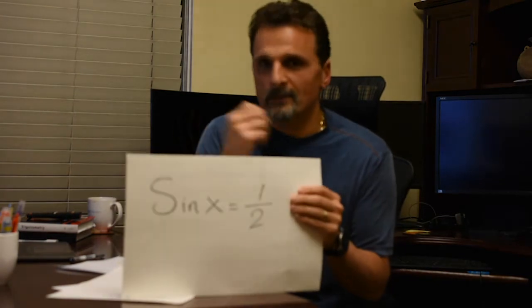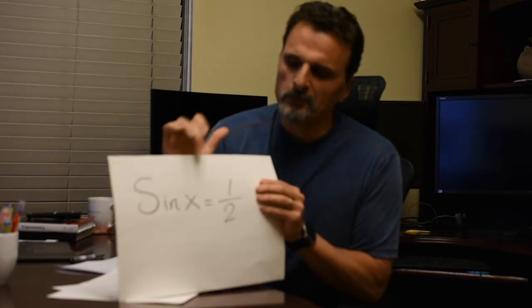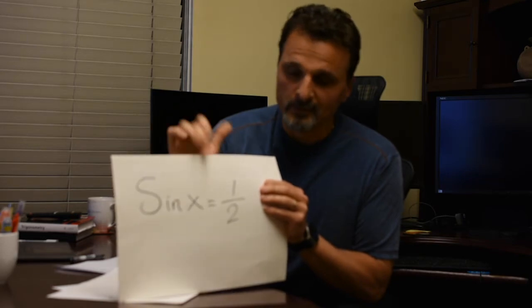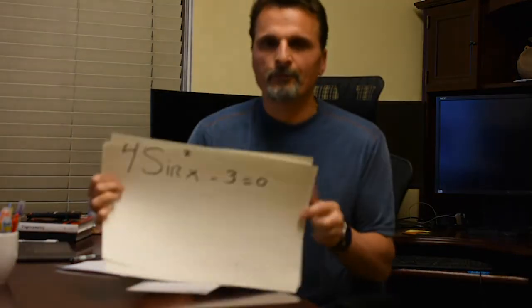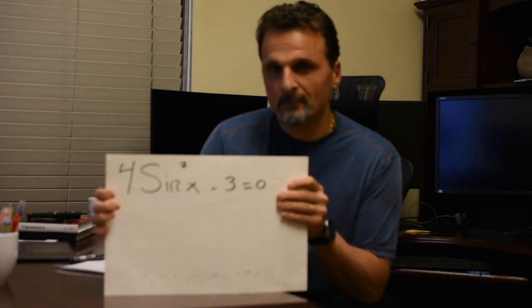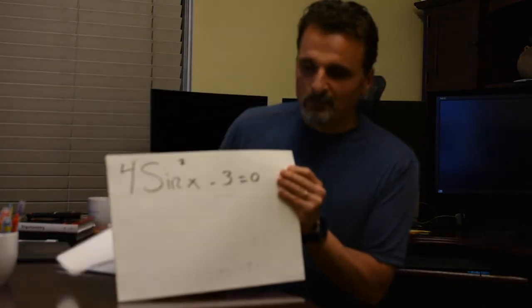Let's have another example. Sine of x equal to 1/2. Solve for x. I'm going to say, oh, one of the solutions is pi over 6 or 30 degrees. So not bad, correct? But sometimes the equation will be a little complex, like 4 sine square of x minus 3 equal to 0. So you can see there are different types of questions. This is more complicated than the previous example.